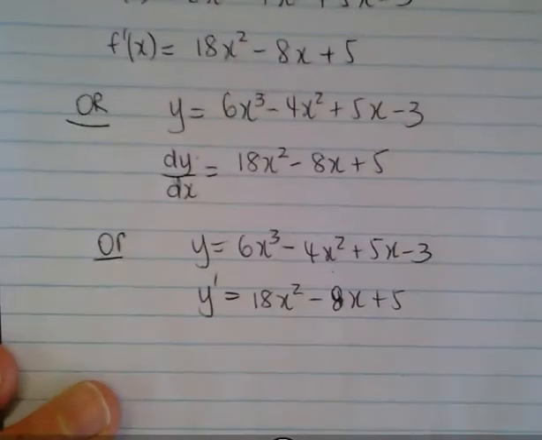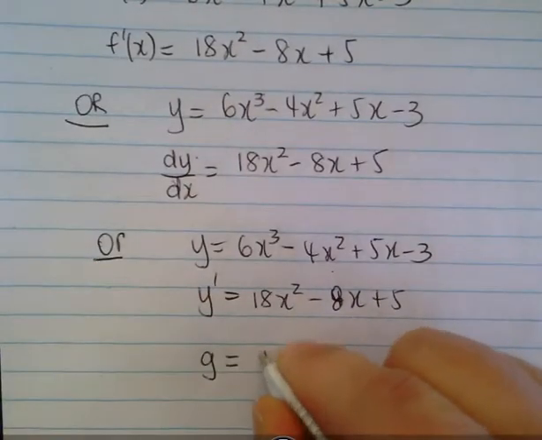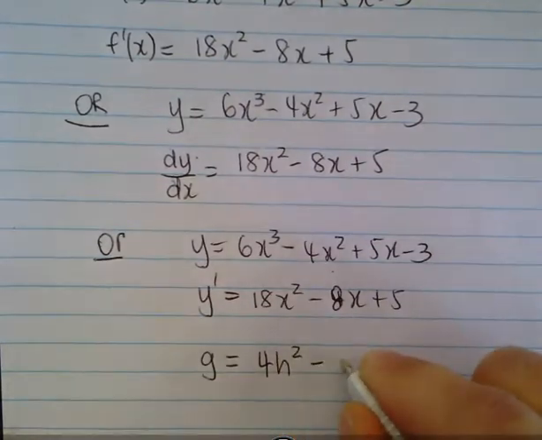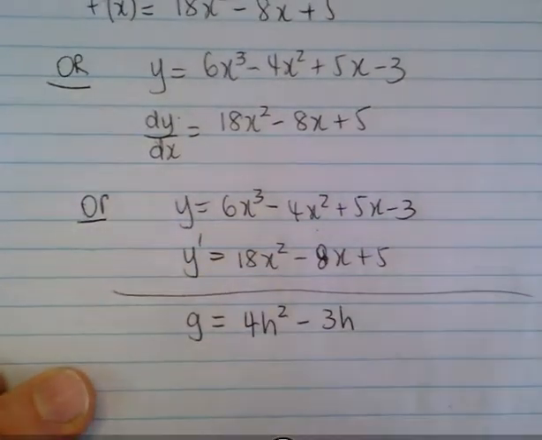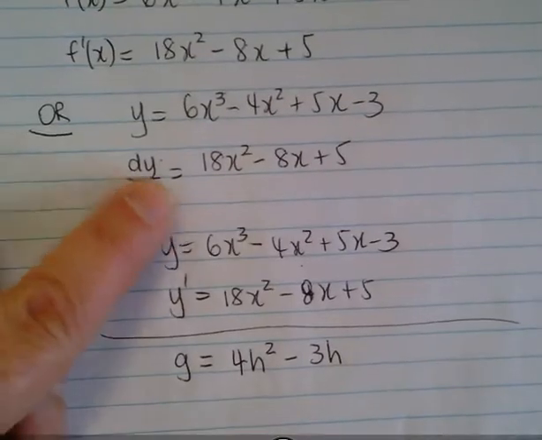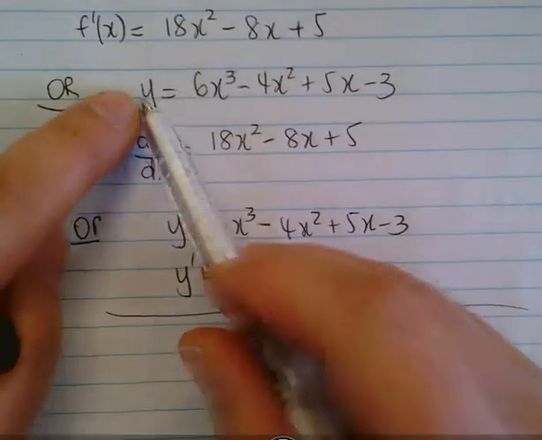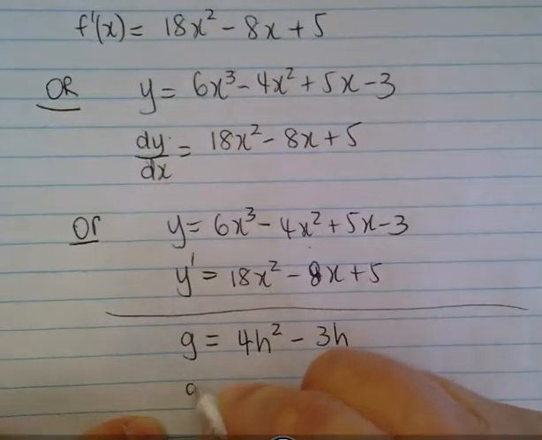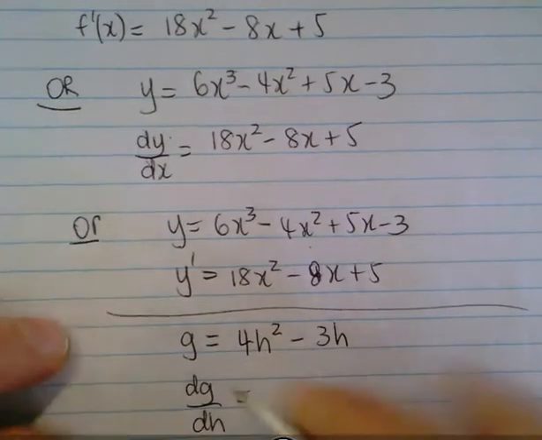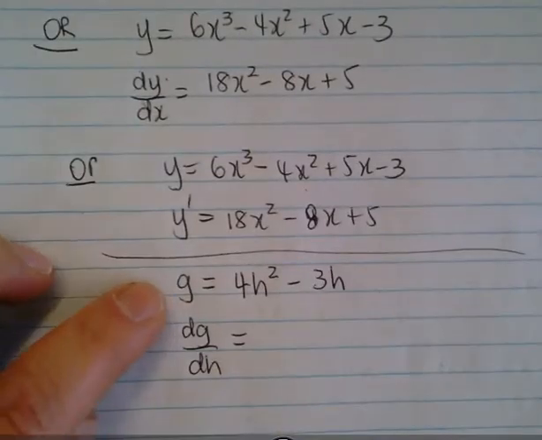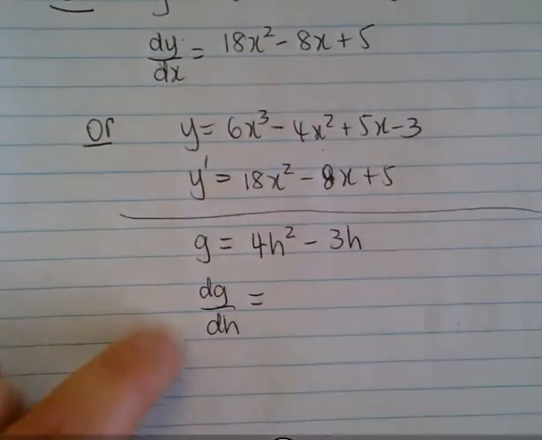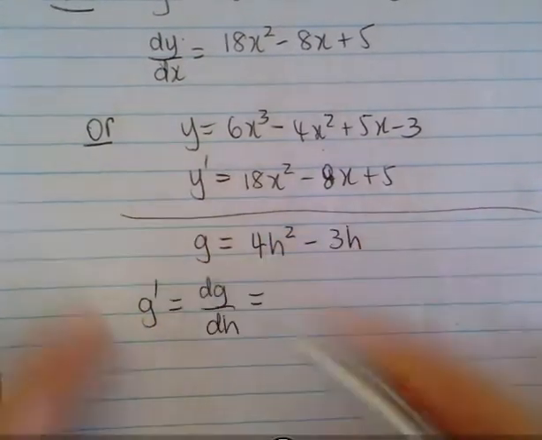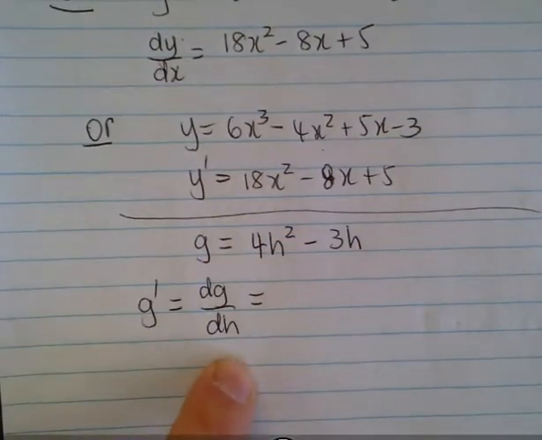Now, if I gave you g equals 4h squared minus 3h, how could you write it? You know how I've got dy dx? What would this be? dg dh. So if g equals that, you could write g dashed or dg dh.